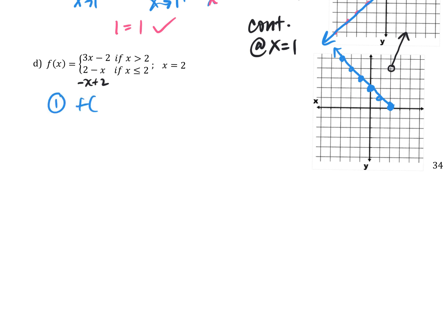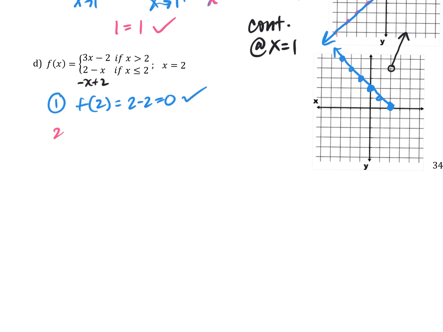You guys, what is f of 2? Which one would I look at? Top one or bottom one? Bottom one. Yeah, when x is less than or equal to 2, I'd plug in a 2 right here. What do we get? 0. Yeah, 2 minus 2 is 0. Okay, does f of 2 exist? It can be 0. 0 is a number. f of 2 exists.